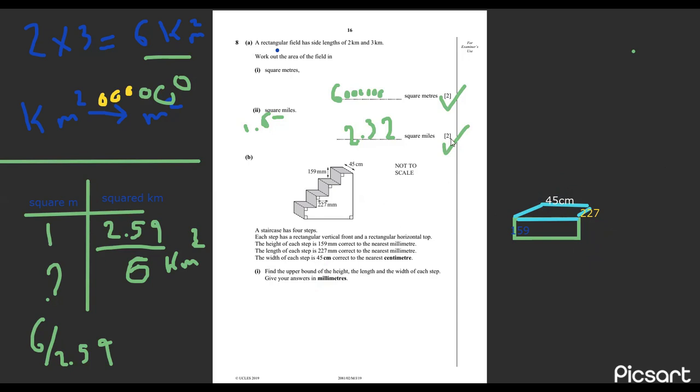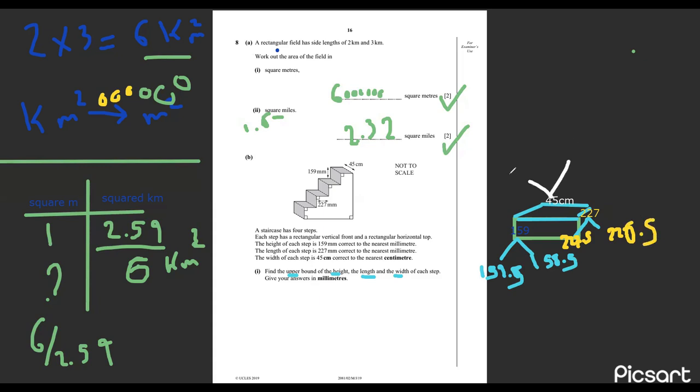You have to think and think and think. So here the upper bound and the lower bound. Here he asks you to find the upper bound of the height, length, and width. So H, L, and W. Here we have an upper bound of 159.5, and the lower will be 158.5. And here we have this one, it will be 227.5, which is clear, and the lower here will be 226.5. Okay, the last one is where we have an issue.